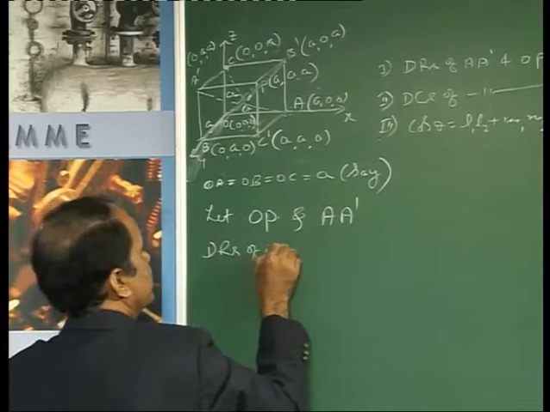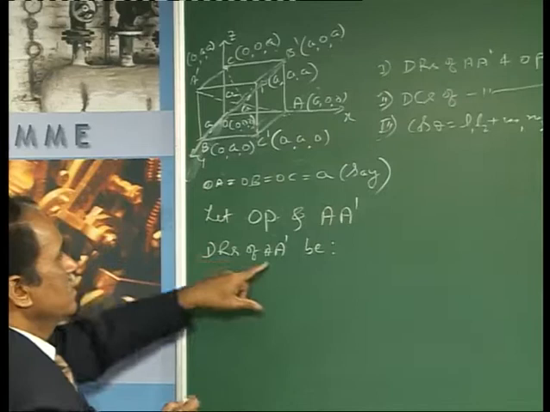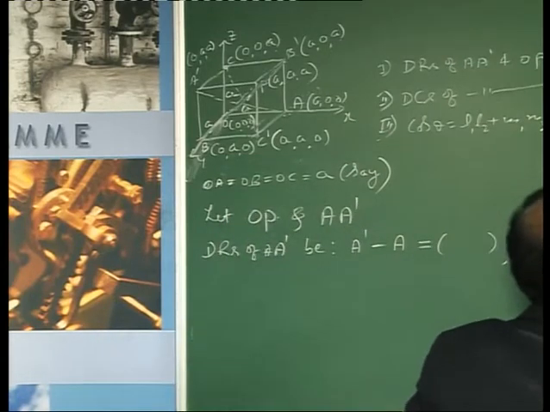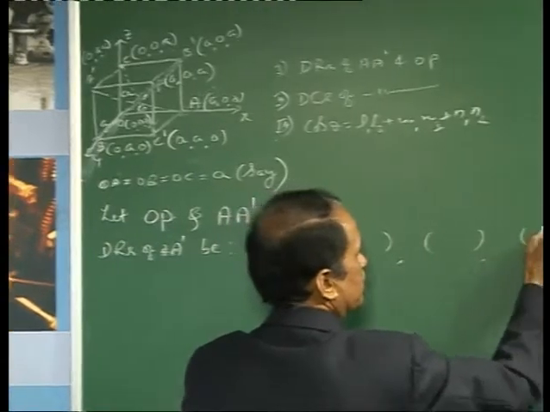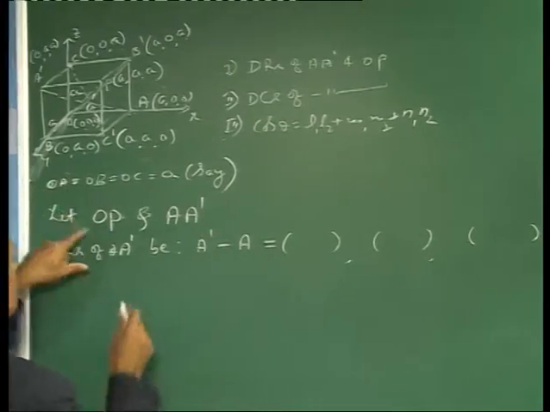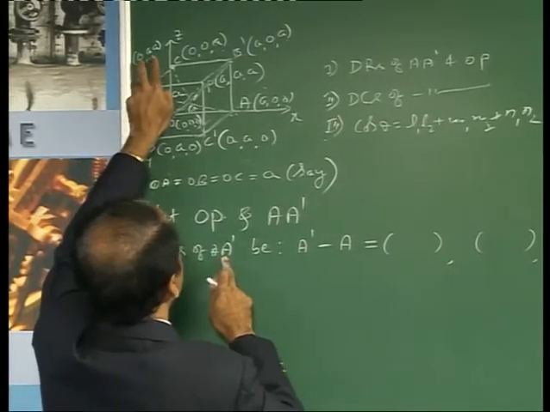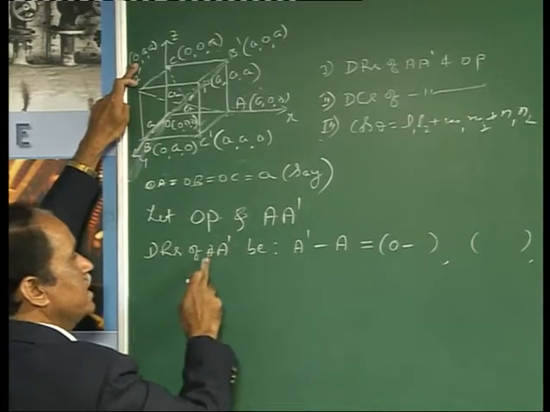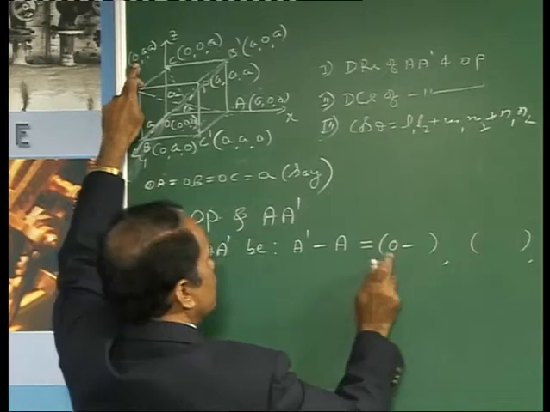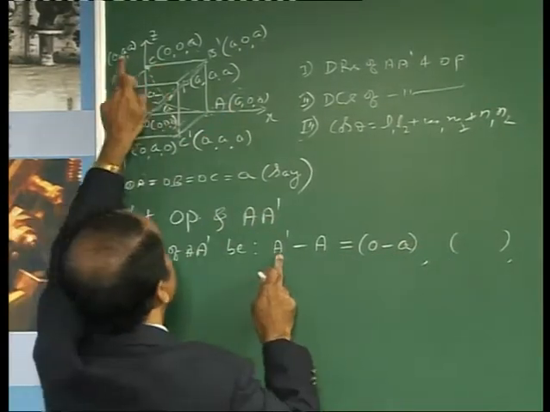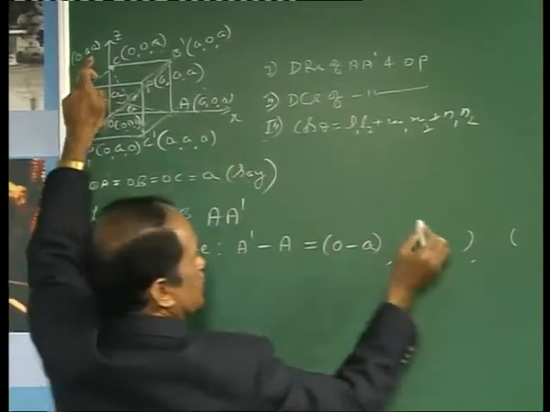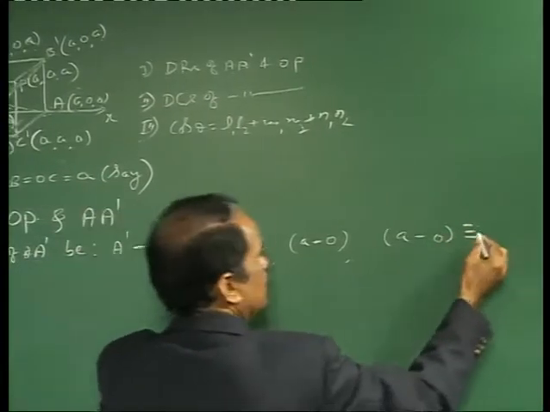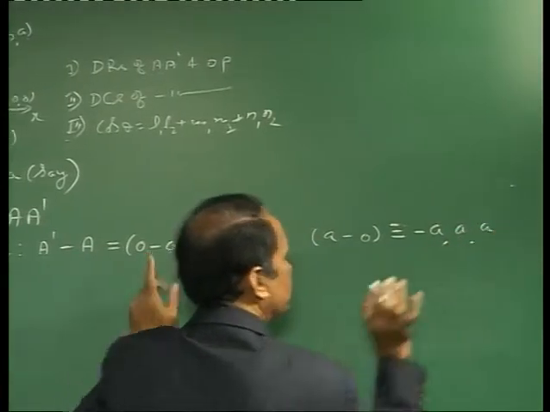So the DRs of A dash A, what are those values? A dash minus A. You have to write three values: between x you subtract, between y you subtract, and between z you subtract. What are the values? A dash takes the coordinates 0, a, so 0 minus a, then a minus 0, and a minus 0. The first direction ratio is minus a, the second is plus a, and the third is plus a.